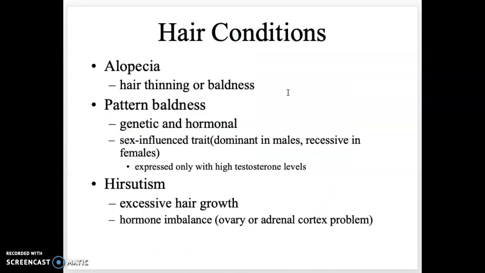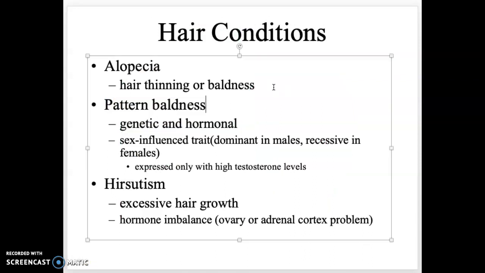A few different hair conditions. So alopecia is hair thinning or baldness. This is often a side effect of chemo or other drugs, actually. Pattern baldness is the baldness that we see in men. This is genetic. Hirsutism is excessive hair growth. So this is from some type of problem with the ovaries or the adrenal cortex, and this causes excessive hair growth throughout the whole body.